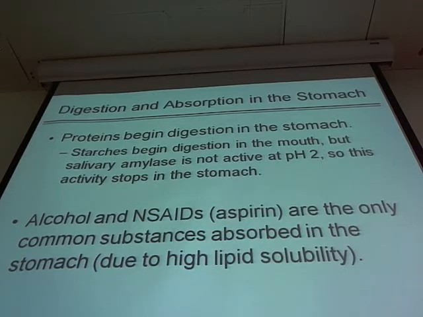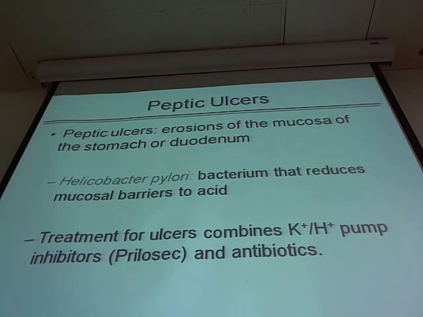Alcohol and aspirin are the only common substances absorbed in the stomach. Oh, see, they said NSAIDs was aspirin, that's what you were thinking, huh? I thought it was Motrin. Peptic ulcers are erosions in the mucosa. 80% of your ulcers are from Helicobacter.